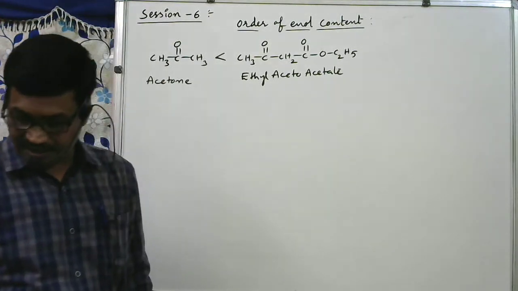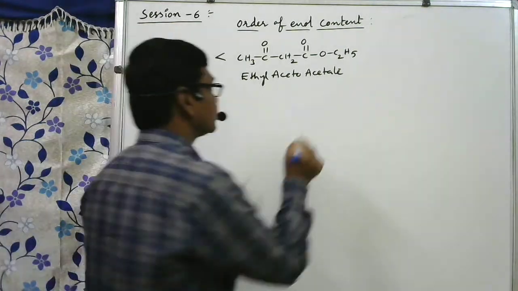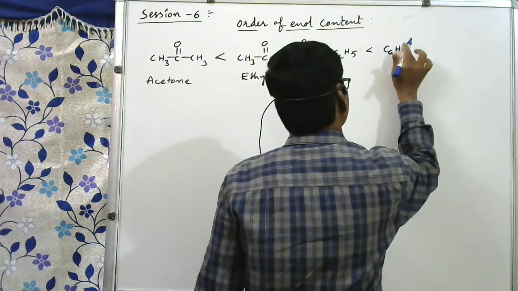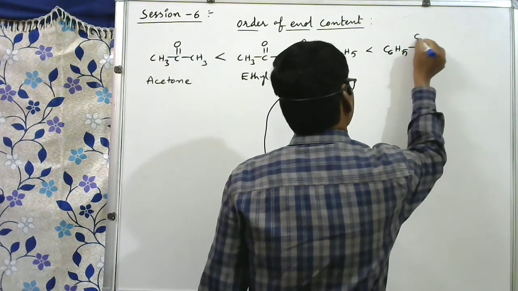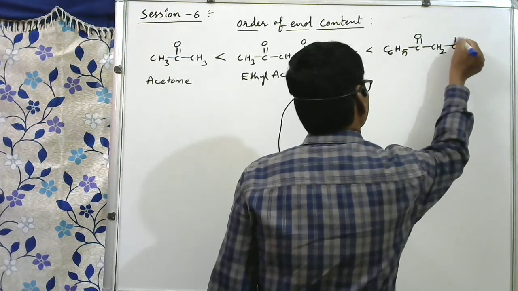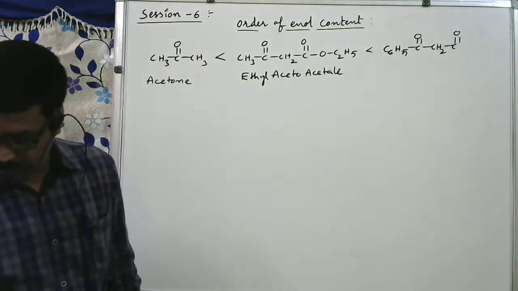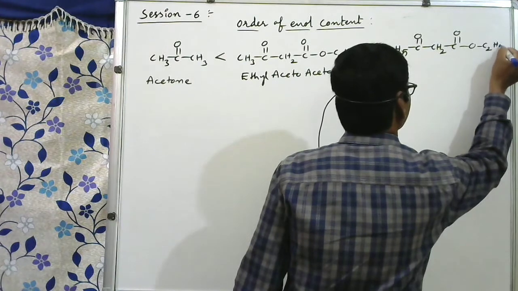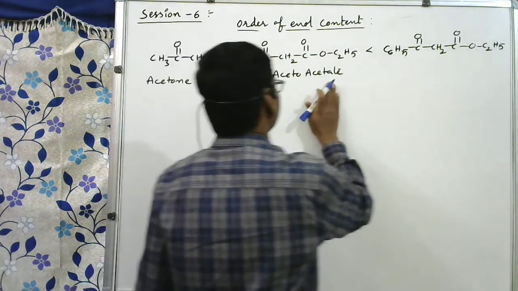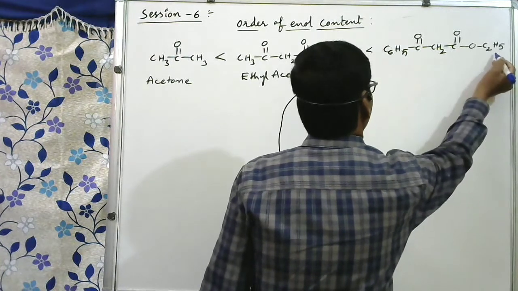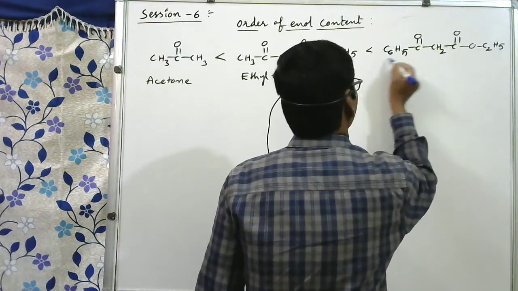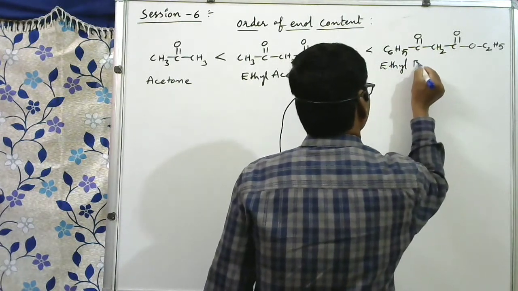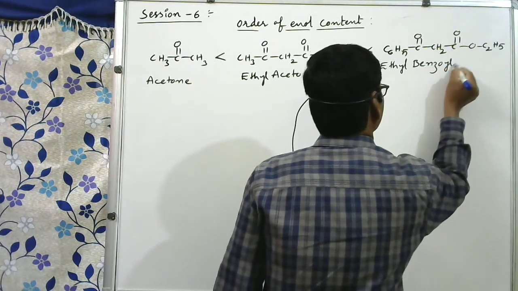Then I am writing C6H5, which is the phenyl ring of benzene: C6H5, C double bond O, CH2, then C double bond O, and on that side the ester, O, C2H5. Here this is ethyl, this is benzoyl, and this is acetate. So this is ethyl benzoylacetate.